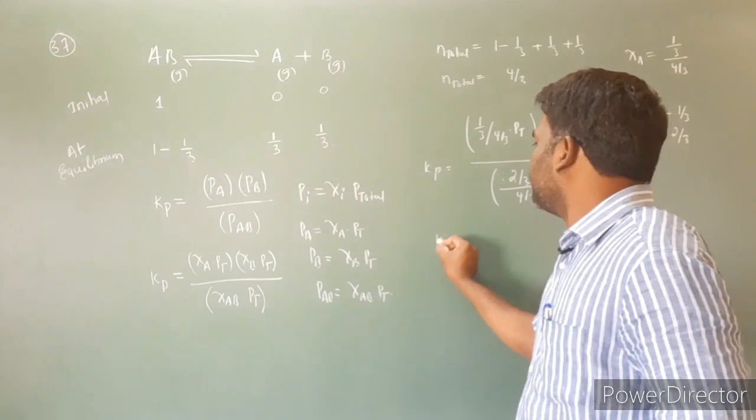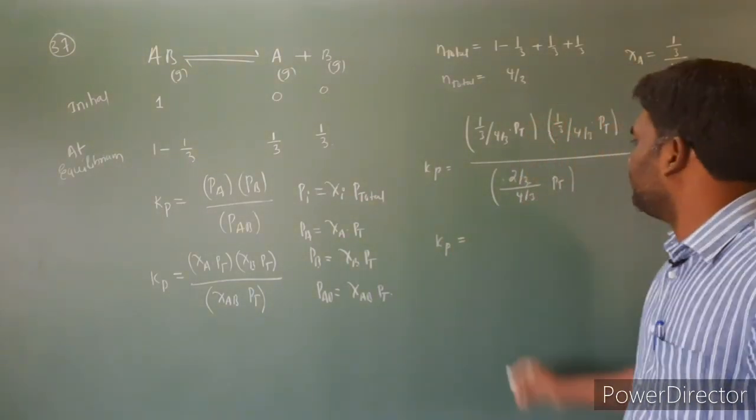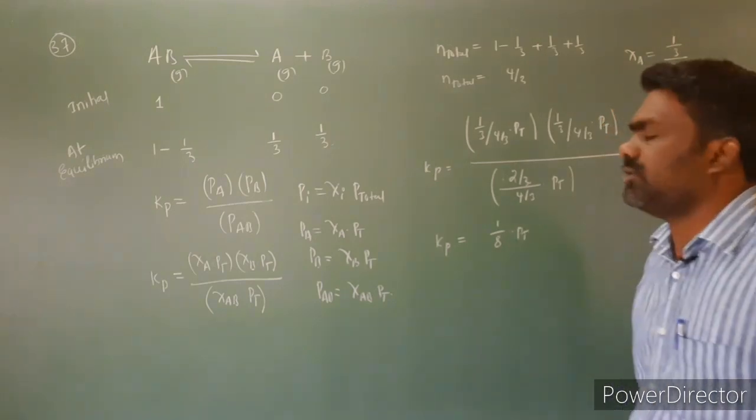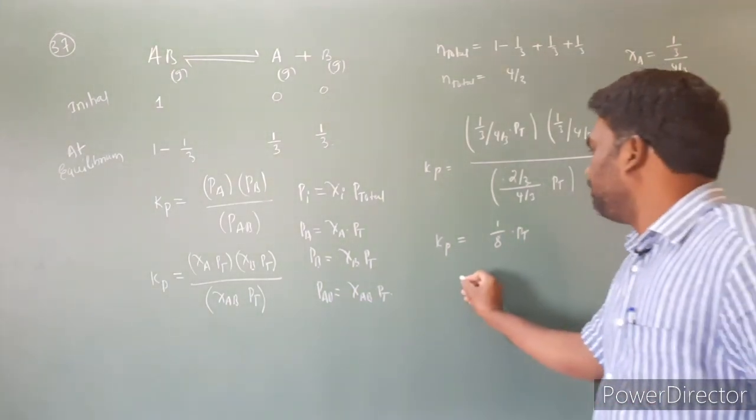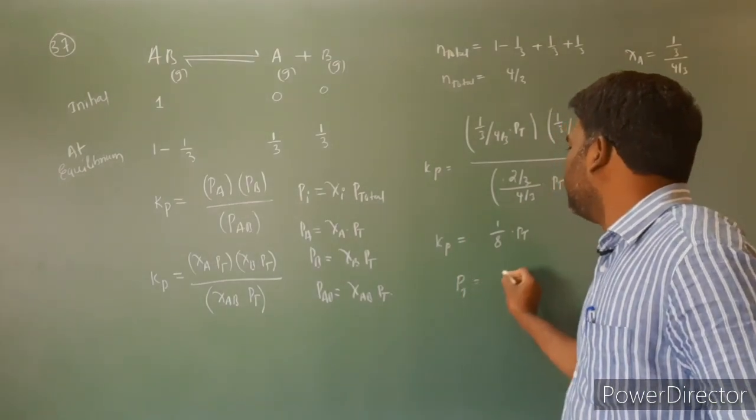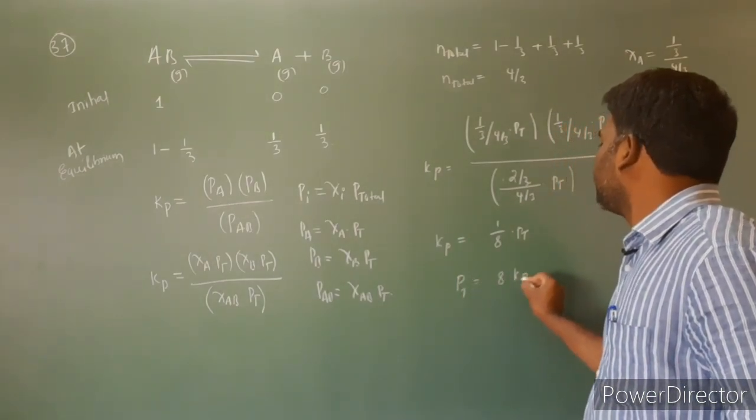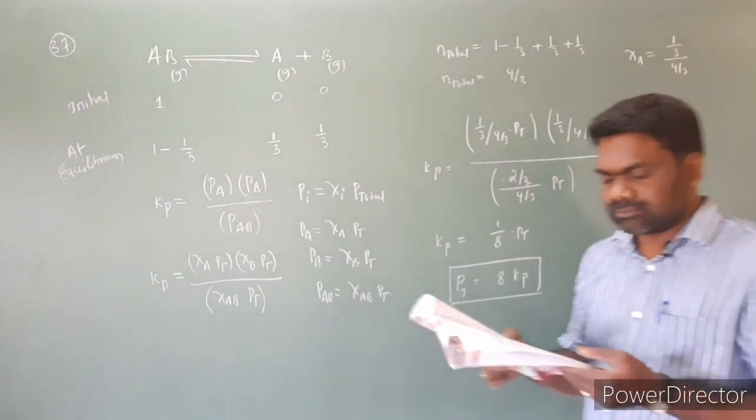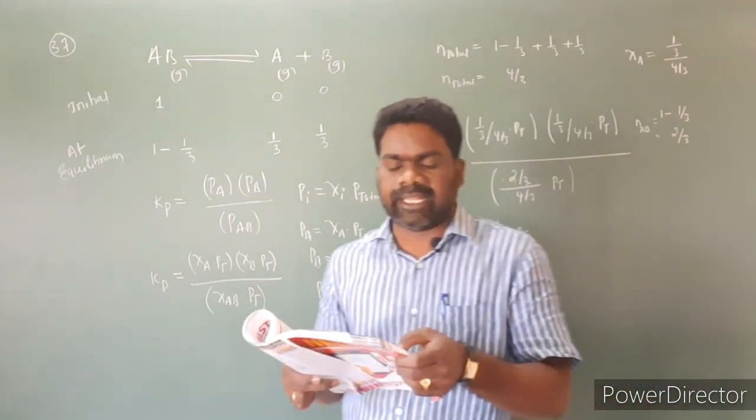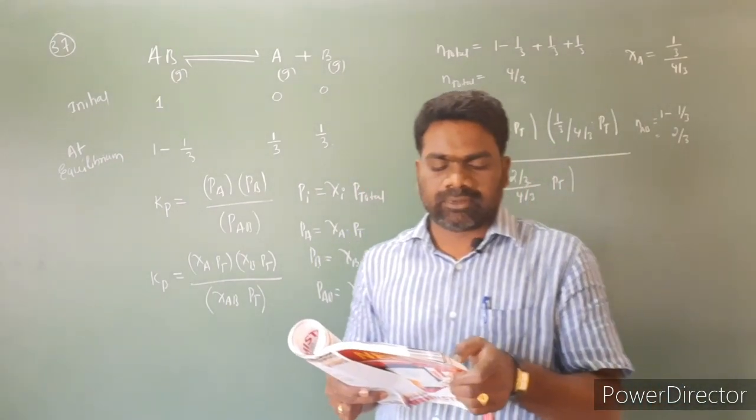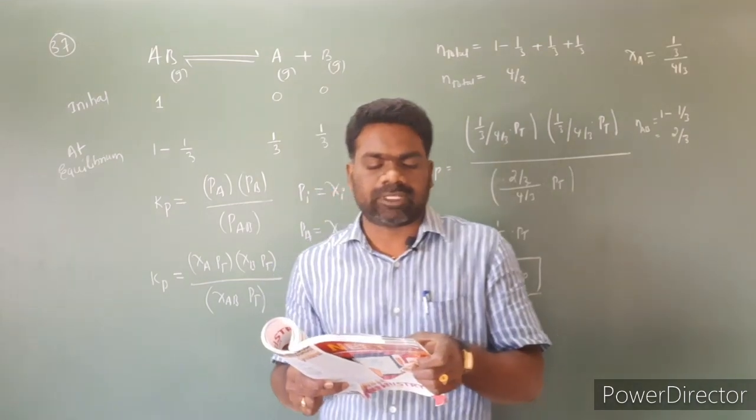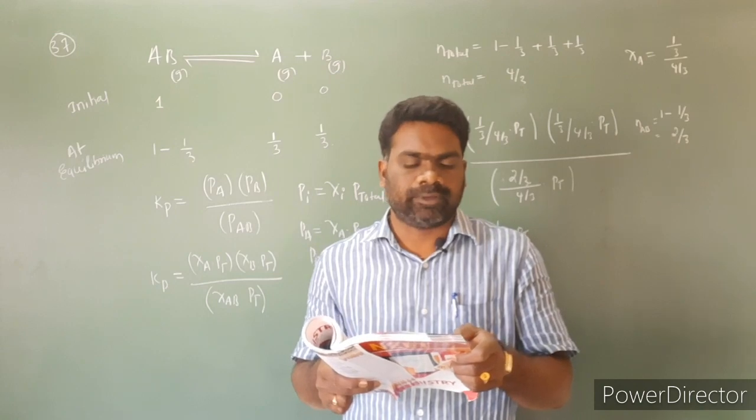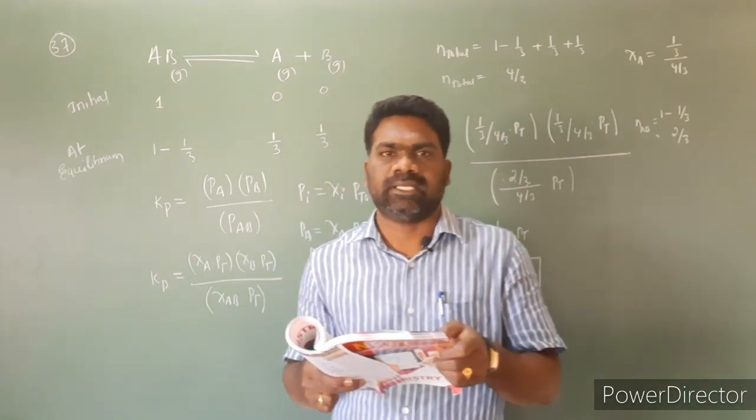Then upon simplification, Kp is equal to 1 by 8 times P total. So P total is equal to 8 Kp. Now look at the options. Question number 37: the first option is 8 times Kp, the second is 16 times Kp, the third is 4 times Kp, and the fourth is 9 times Kp. So for question number 37, the first option, 8 times Kp, is correct.